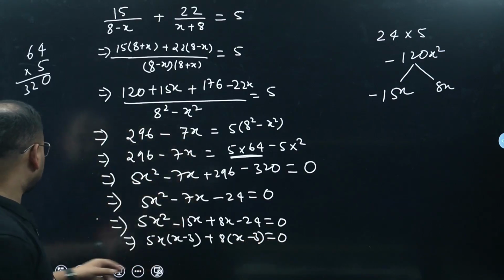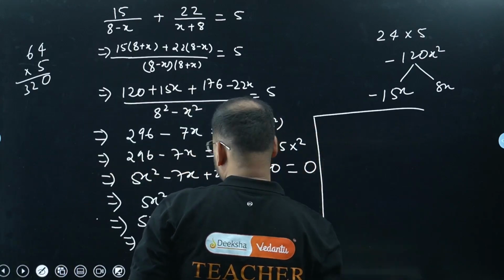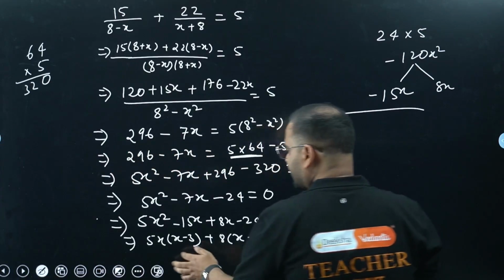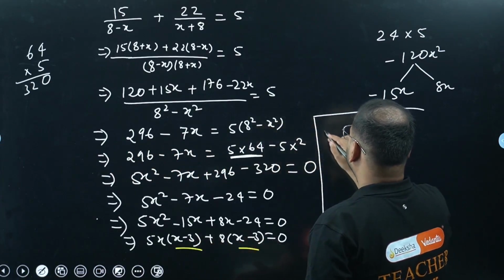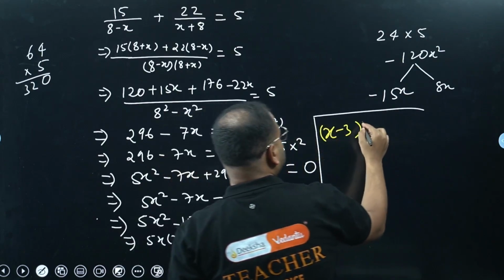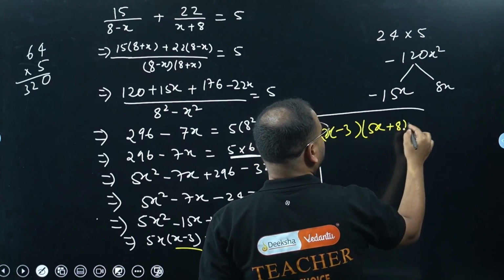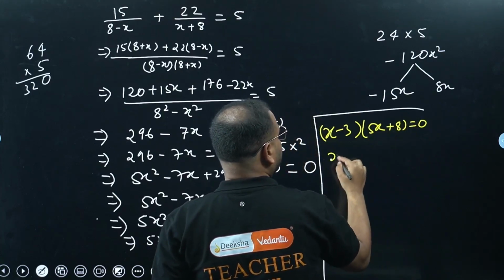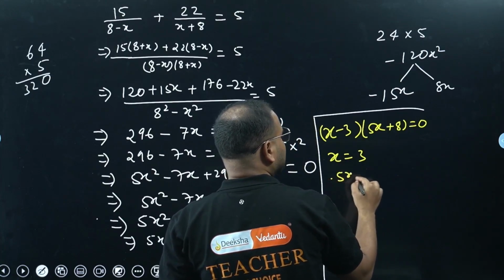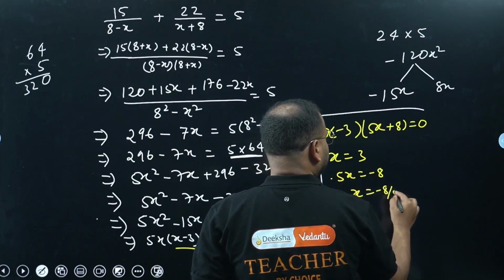I'll do it on this side so that my steps are visible to everyone. What is common now? Check here, x minus 3 is common. So I can take x minus 3 common like this. And what is left in the first term? 5x, and in the second term plus 8, equals 0. Solve this and you'll get x equal to 3, and 5x equal to minus 8, which gives me x equals minus 8 by 5.